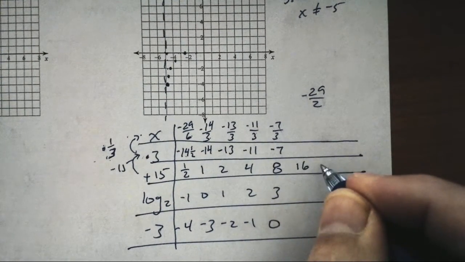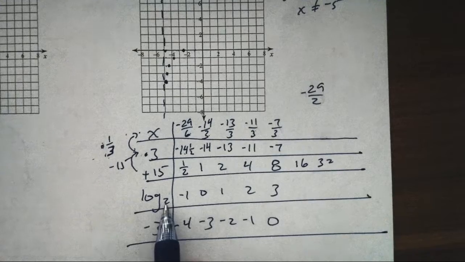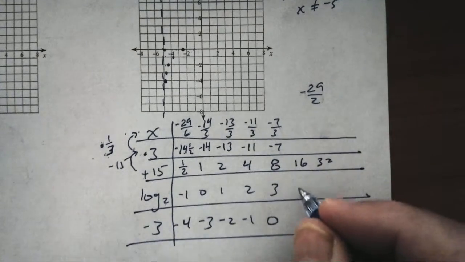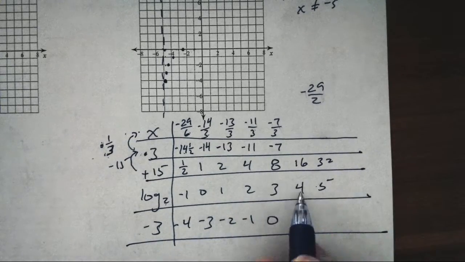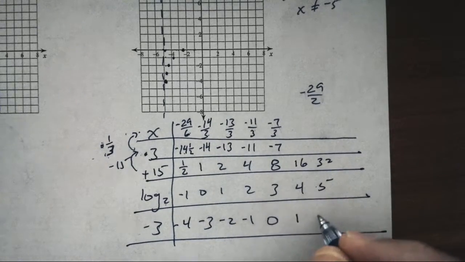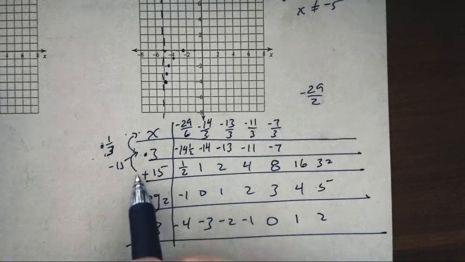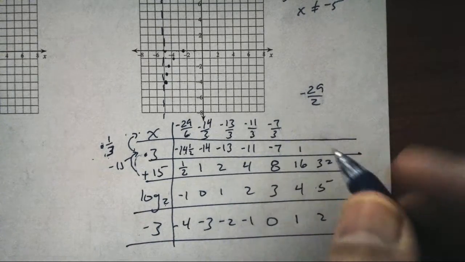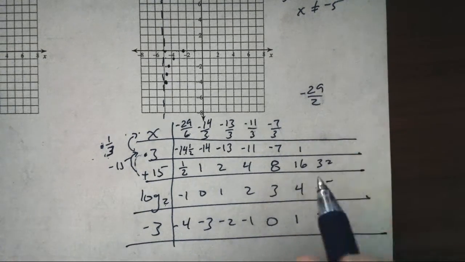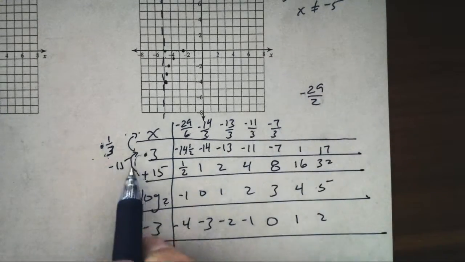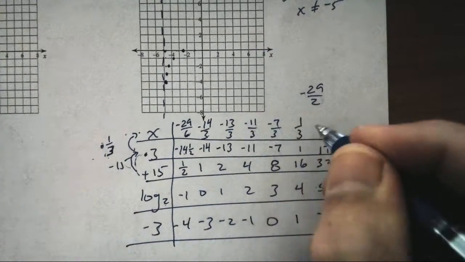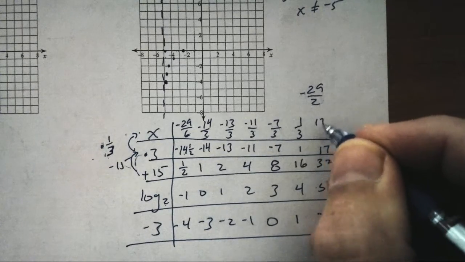I'm going to go 16 and 32. The exponent that turns 2 into 16, 4. 2 into 32 then must be 5. Subtract 3, 1, and 2. Subtract 15, 1, and 17. Divide 3, 1/3, but 17/3.